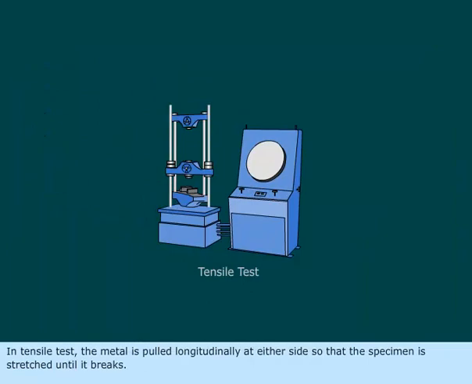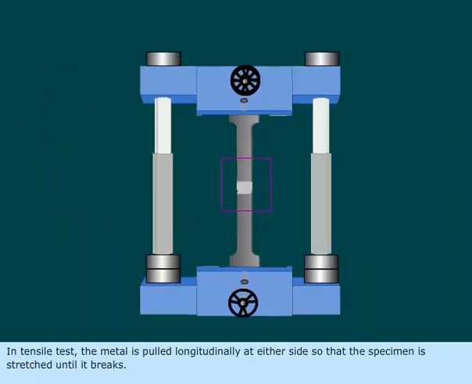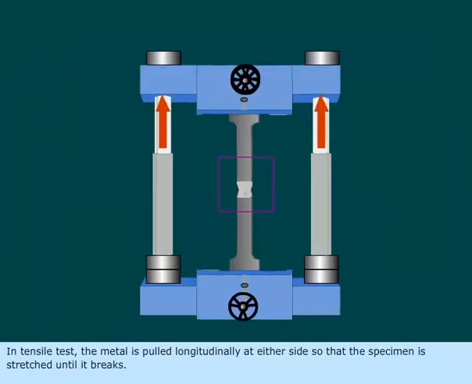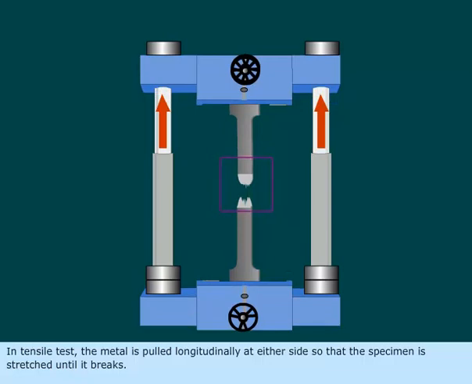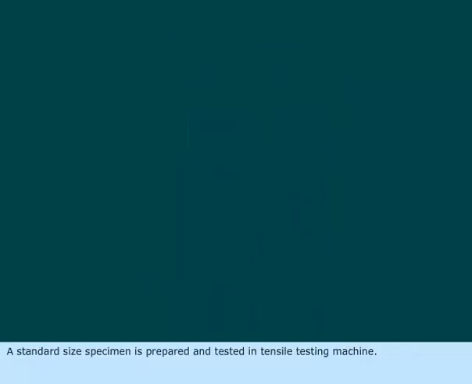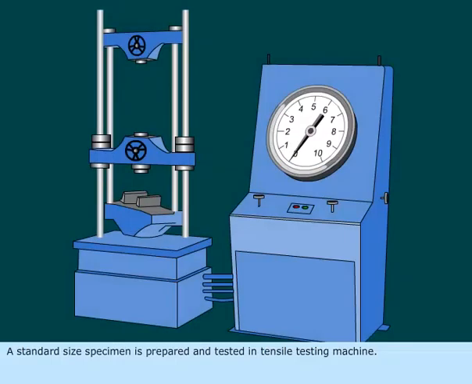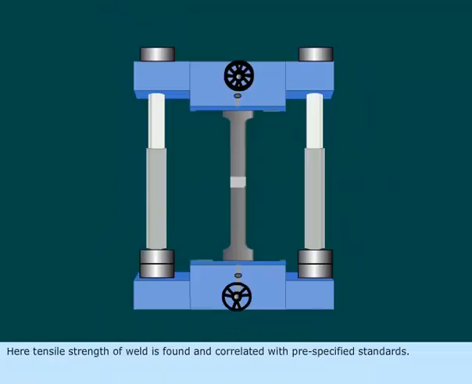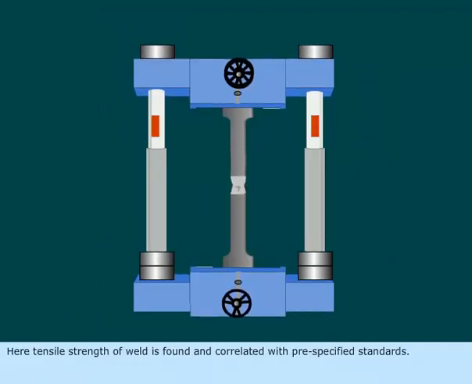In tensile test, the metal is pulled longitudinally at either side so that the specimen is stretched until it breaks. A standard size specimen is prepared and tested in tensile testing machine. Here, tensile strength of weld is found and correlated with pre-specified standards.